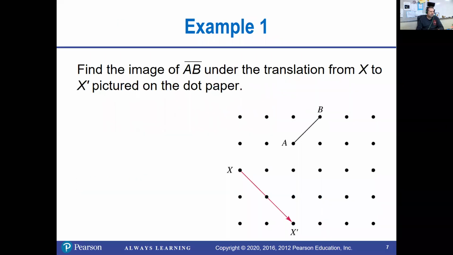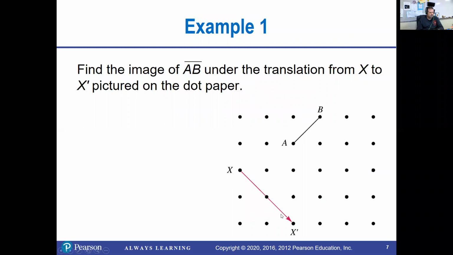Now one thing you can use is dot paper. I'm a big fan of dot paper. It has a great advantage to it. This is square dot paper. If you want to find square dot paper, all you have to do is Google square dot paper or dot paper, and it'll give you all types of different dot paper, and you can just print it. It says find the image of AB. Here's AB. We want to find its image if it's translated from X to X prime. Picture it on the dot paper.